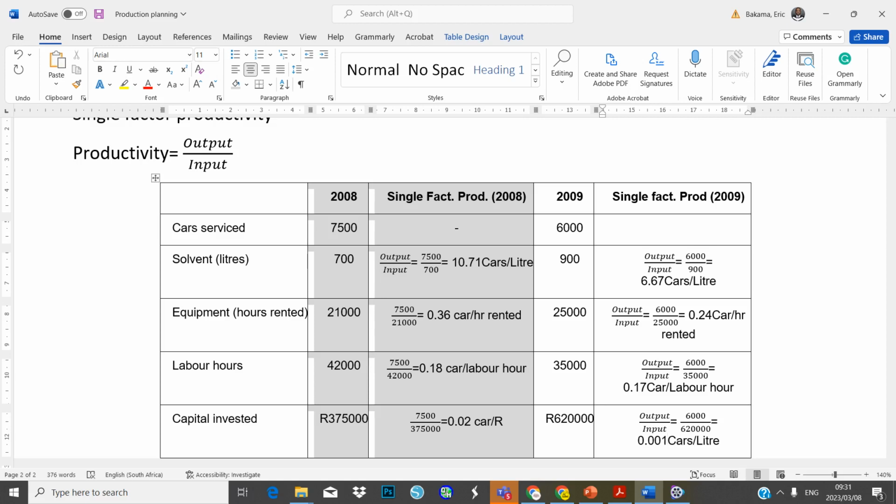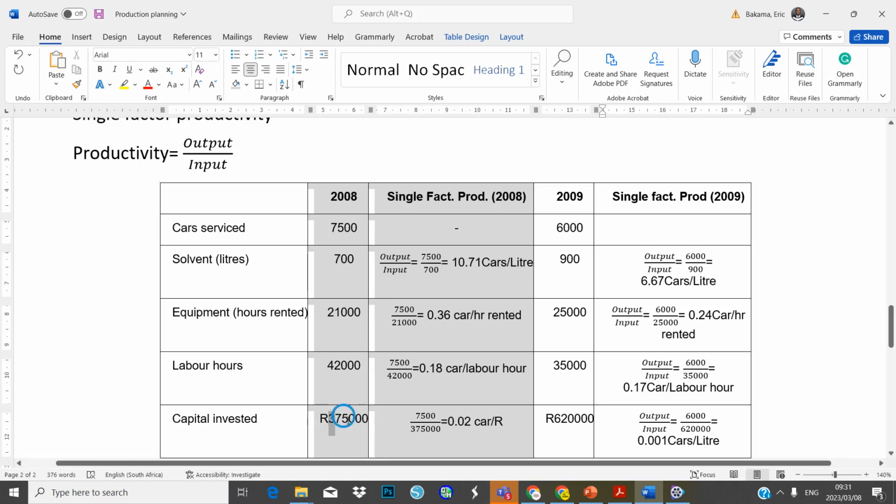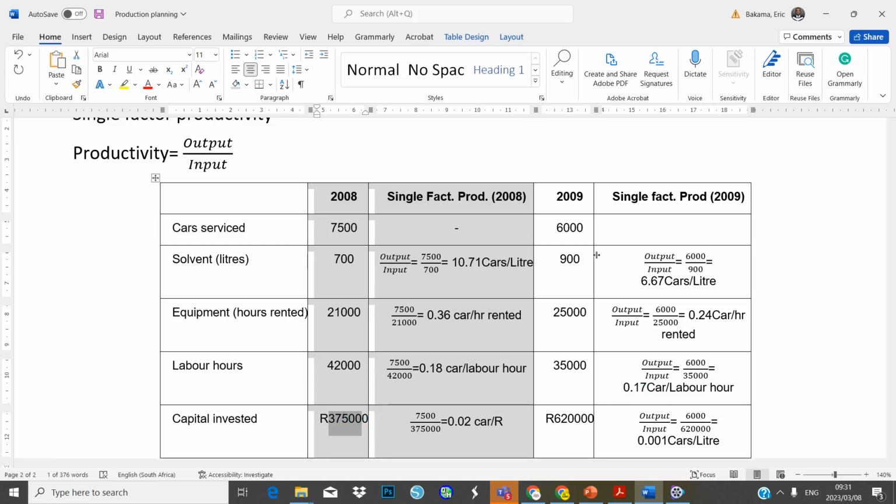So in another way, this is what the company is producing here. You notice that the capital invested is almost double. Well, it didn't double that much, but it has increased by more than 80%, yet the output is still the same. That's why, based on the values as you can see them, there's been a little bit of a decrease.